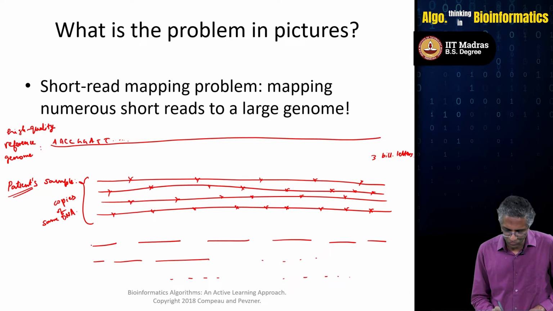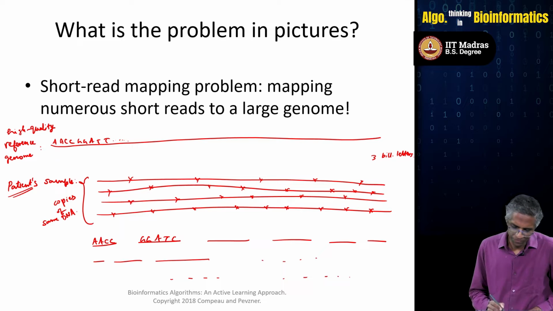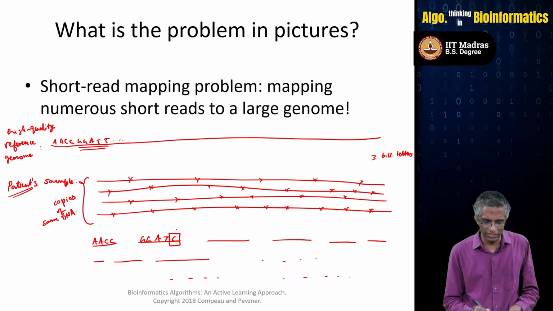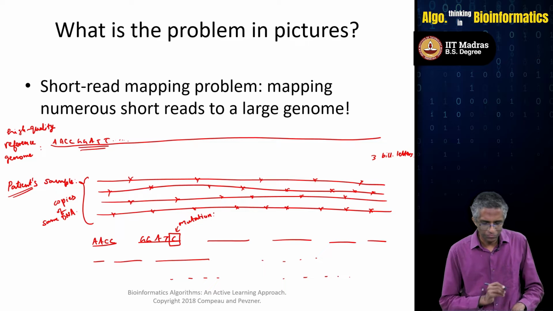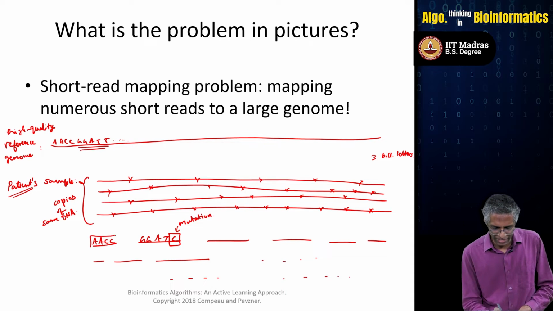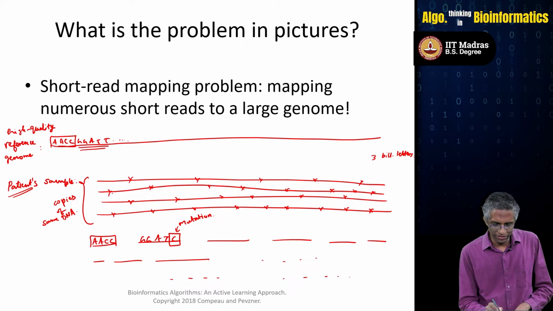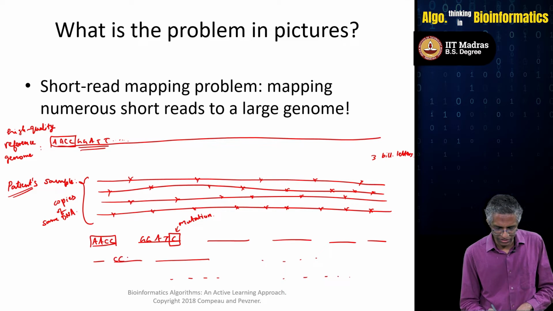to read them. So maybe this one will read AACC, this may read GGATC. The reference genome may have GGATT, but this particular patient may have GGATC. Okay, the C will be a mutation, right? But this AACC is exactly matching this AACC here. Okay, and then here again this may be CCGGA. So this is an overlapping problem.